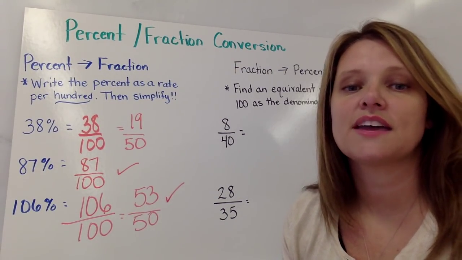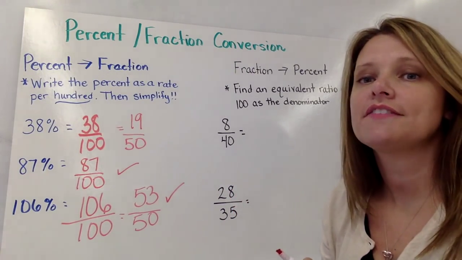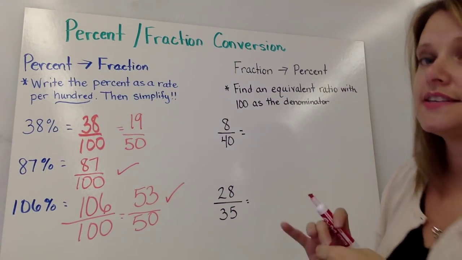Okay, so we have 53 50ths. All right, now let's look at another one. How to change fractions to percent. You have to find an equivalent ratio with 100 as the denominator.